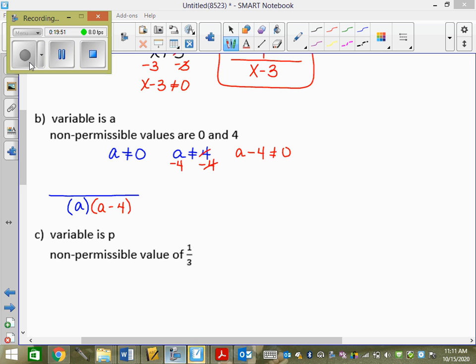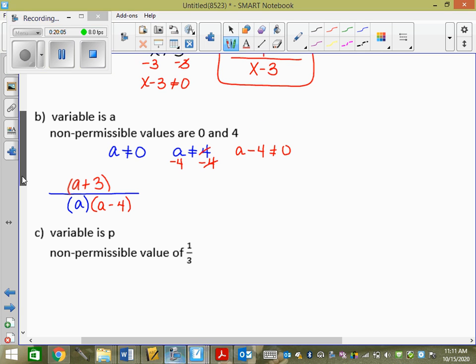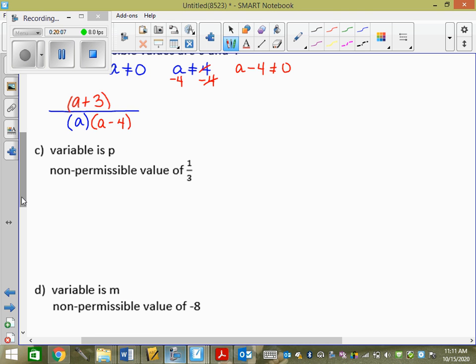And then on the top, I can put whatever I want. I'm going to put a plus 3. I could have put a 6, a 2, I could put a squared minus 73. It doesn't matter, right? This one is a little bit trickier, but we're still following the same thing. We have a variable that's p. Our non-permissible value is a third. What people will do is they'll just say p minus 1/3, which is not actually the answer.